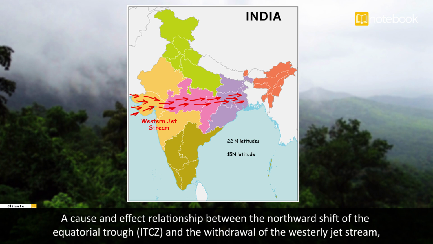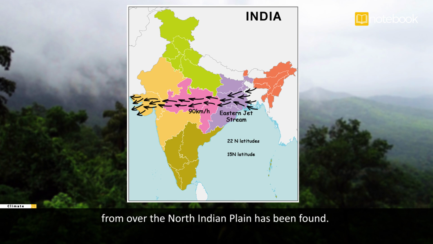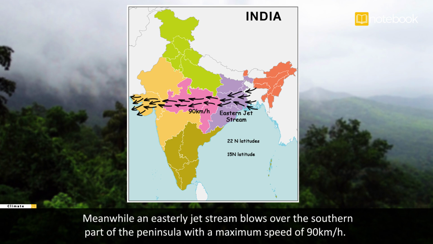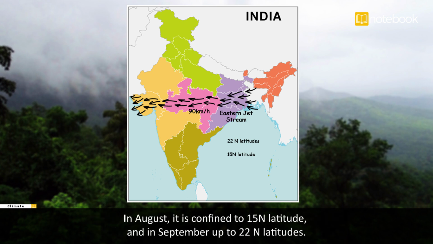A cause and effect relationship between the northward shift of the equatorial trough (ITCZ) and the withdrawal of the westerly jet stream from over the North Indian Plain has been found. Meanwhile, an easterly jet stream blows over the southern part of the peninsula with a maximum speed of 90 kilometers per hour. In August, it is confined to 15 north latitude, and in September, up to 22 north latitudes.